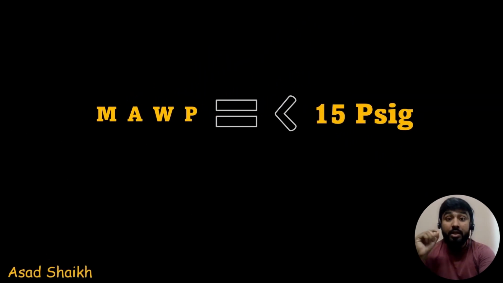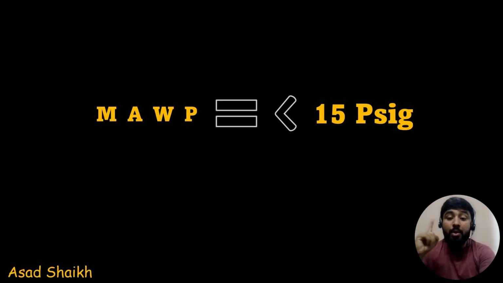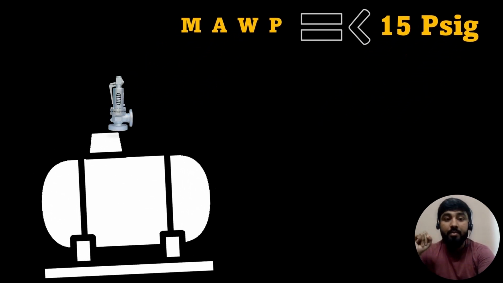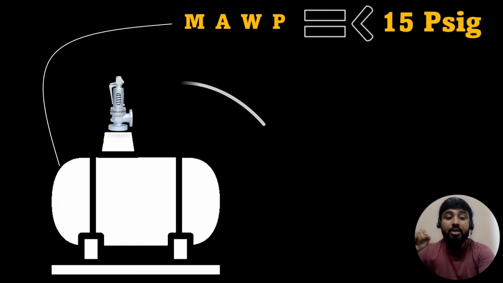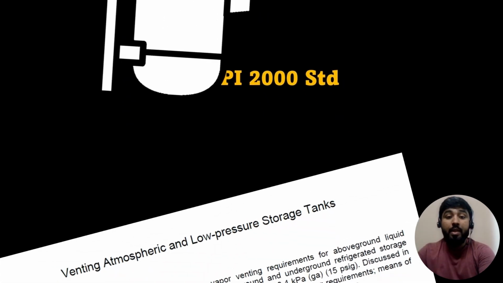The first criterion that you need to know here is to understand the MAWP of an equipment. If it is equal to or less than 15 psig, then your life is simple. You only have to remember one important standard that will come for your relief valves. The standard that you will be using for your relief valve is going to be the API 2000 standard. Very simple, clear, but don't take my word for it. Let us look at what the standard itself says.